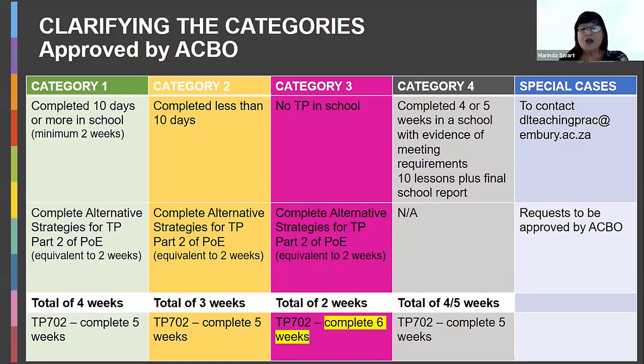Category 3, if you've got, but some students have done no teaching practice in school whatsoever, and they have to do the alternative strategies for TP, which is equivalent to 2 weeks. So category 3 students will only have 2 weeks of TP for TP701. And such students will then have to complete 6 weeks of TP in TP702.